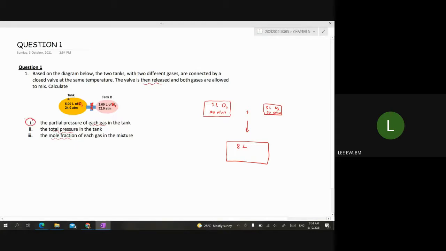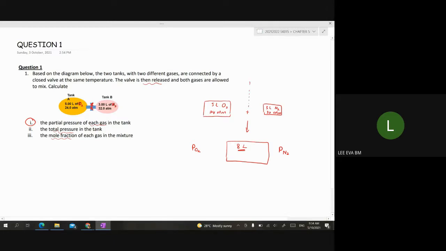So in this case, which law do we apply for the first question? To calculate the partial pressure of each gas. I want to know the partial pressure of oxygen inside the 8 liter container, and the partial pressure of nitrogen inside the 8 liter container as well. So which law do we apply here? Anyone? Any suggestion? What changes here? If we focus on oxygen first.